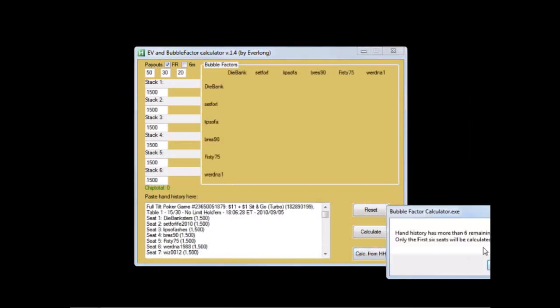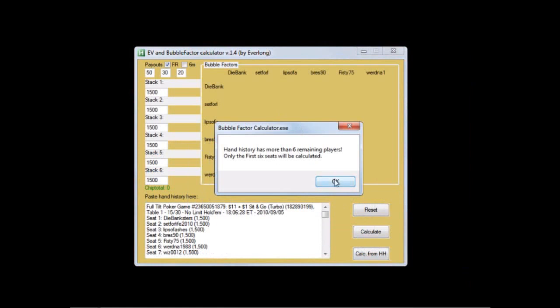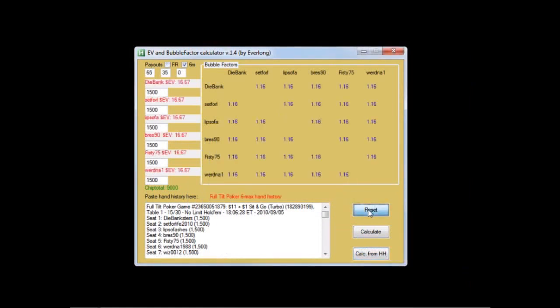calculate from hand history. That hand had more than 6 players, so it will give us an instant warning. It will calculate the values, but it will only show the first 6 players involved in the hand. So you could still get a little bit of an idea from this, but it will leave out the last 3 players. So if you are one of the first couple players listed, it can still be used for full table situations.